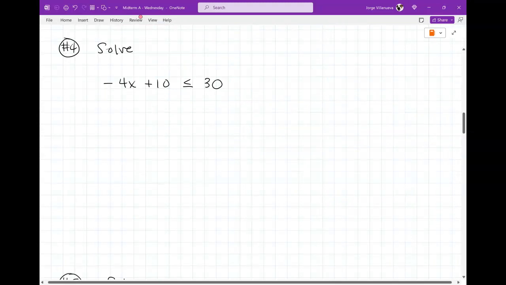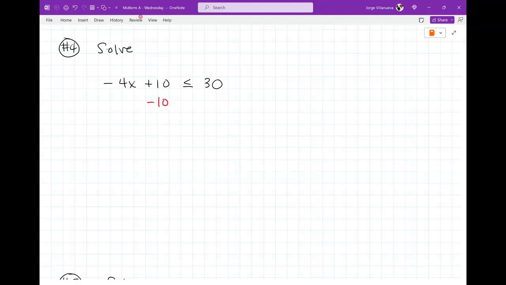All right, so we have solve this: negative 4x plus 10 less than or equal to 30. The only thing I'm going to give you a warning about with these is, remember, since they are inequalities, they may have to flip signs if you're dividing or multiplying by negative numbers. So in this case, I have negative 4x plus 10 less than or equal to 30, so I have to solve for x. Let me move that 10 over to the other side. So minus 10. So I get negative 4x is less than or equal to 20.